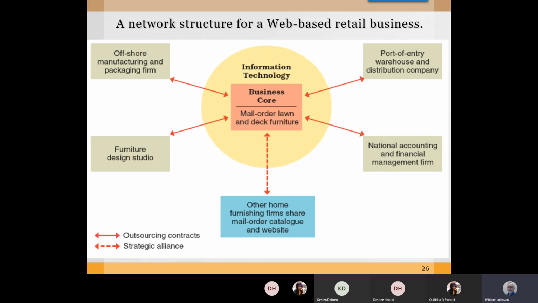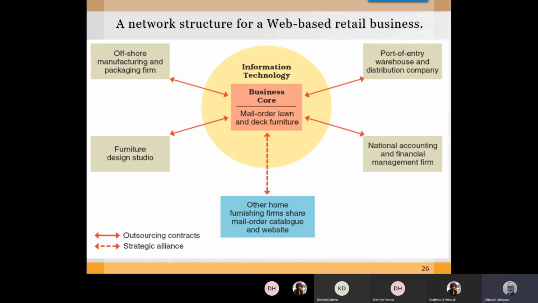So it kind of gives us an idea here, network structure for a web-based retail business. That's a little business. We have information technology, the business core. It's mail order, lawn and deck furniture. You can sell anything you want online. So it has port of entry warehousing and also distribution company. I can give you many examples of that. National accounting and finance management firms. They can do your work for you. Why should you hire somebody? And other home furnishing firms sharing mail order catalogs and websites. You can sell somebody else's product as well.